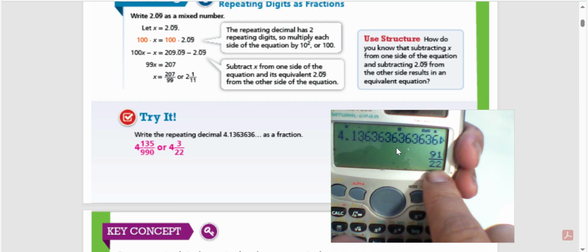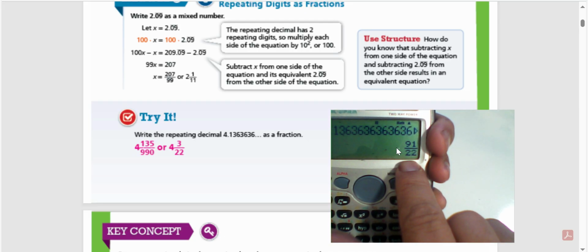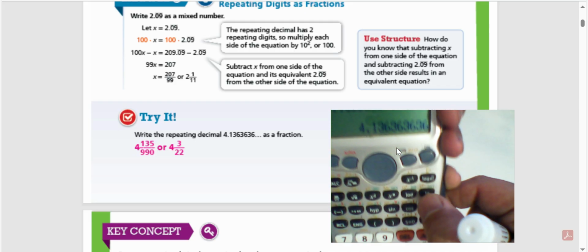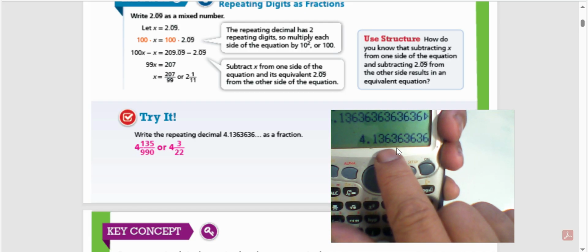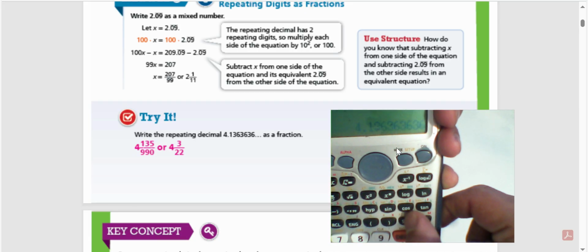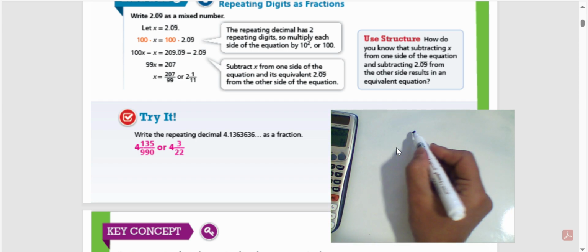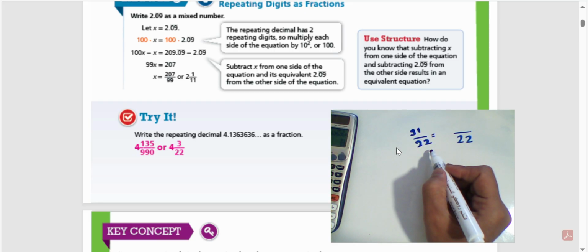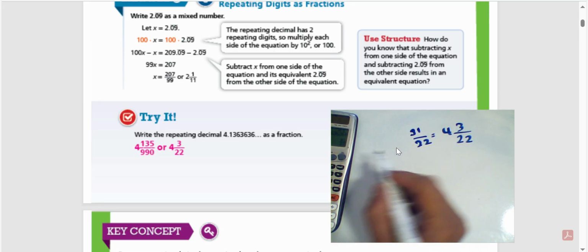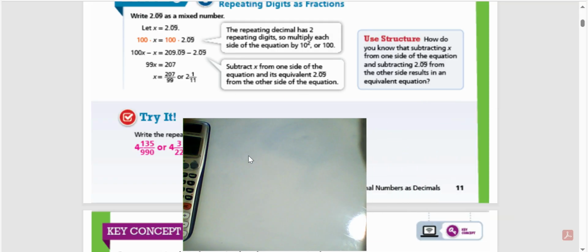But here we have 1 and not 36. The number will be like this: 91 over this number. You can convert it to 4 and this number repeated, 3 over 22. This number equal, you can convert to a mixed number from 91 over 22. You can write 22, and 91 divided by 22 equals 4, and the remainder is 3. Okay, next question.